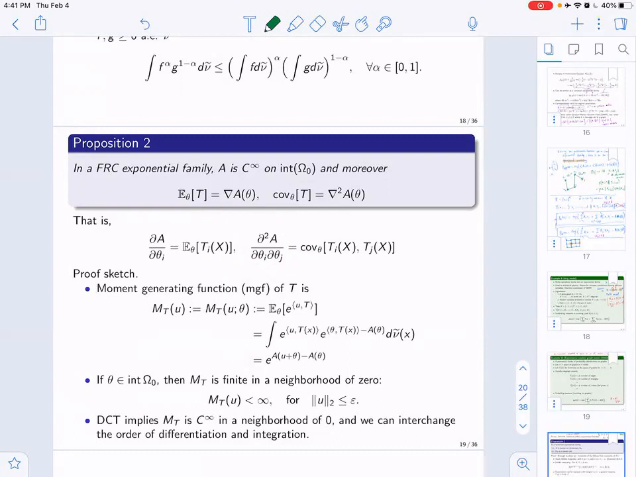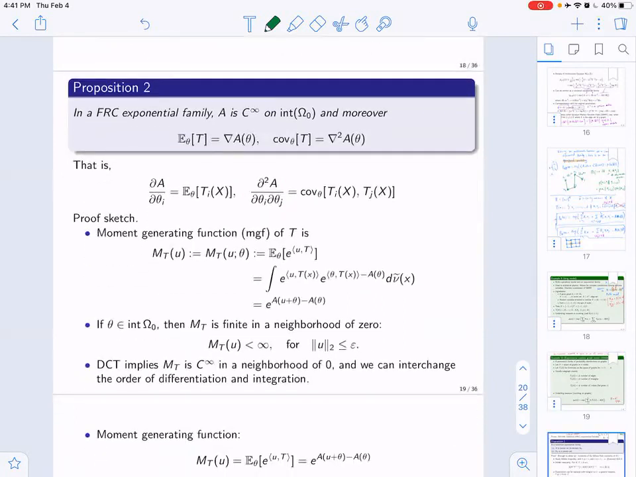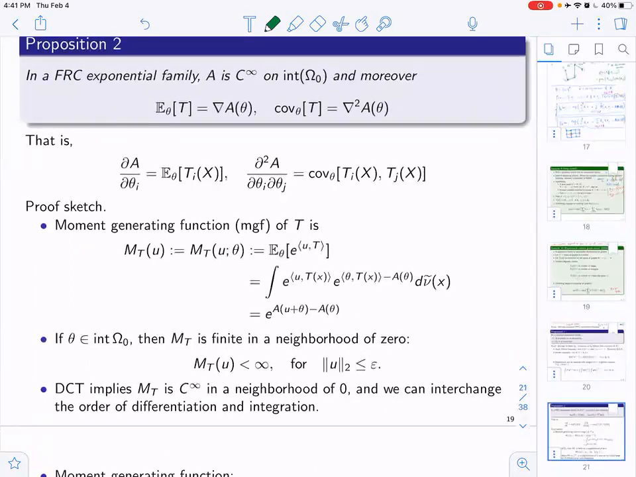Okay, so I'm going to try to prove this in the next couple of minutes that we have left. The idea is to start from the moment generating function, which by definition, for a multivariate random variable T, is defined like this. You take e to the inner product of u with T, where u is just a parameter. So the moment generating function would be parameterized by u, which is in R^d itself.